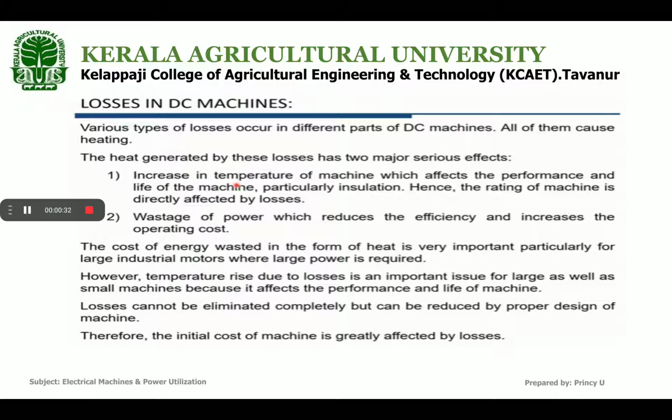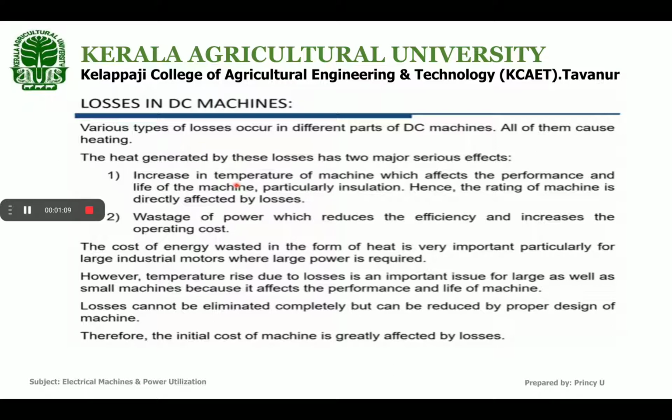Hence the rating of the machine is directly affected by the losses. And also, producing heat means wastage of power, which reduces the efficiency and increases the operating cost. So these are the main disadvantages of heat generated by these losses. The cost of energy wasted in the form of heat is very important, particularly for large industrial motors where large power is required. In large machines, the operational costs become higher when these losses are higher.